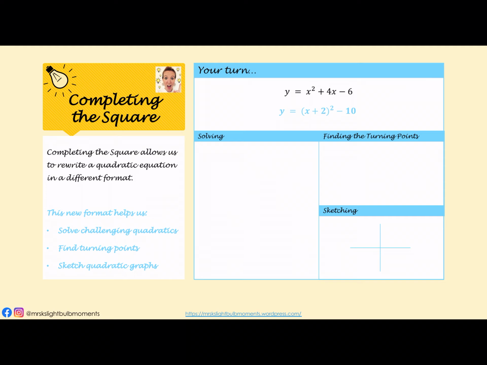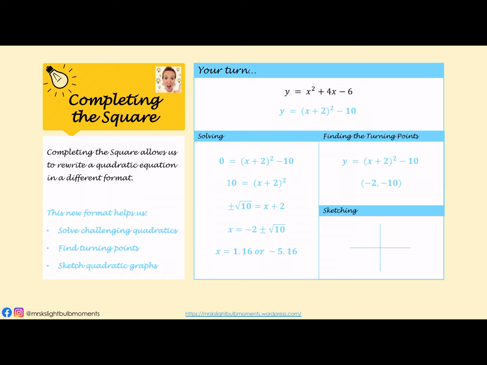Right, let's have some answers. I've typed these ones so it's easier for you to see. When solving, set it equal to 0, add your 10, square root, but remember to do the plus minus, and then your solution is minus 2 plus or minus root 10. If you plug that into your calculator, you get 1.16 or negative 5.16. Well done if you got those.